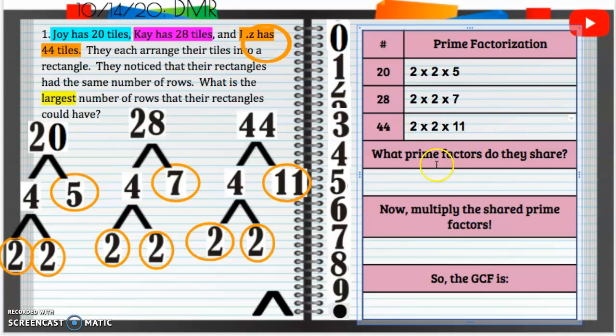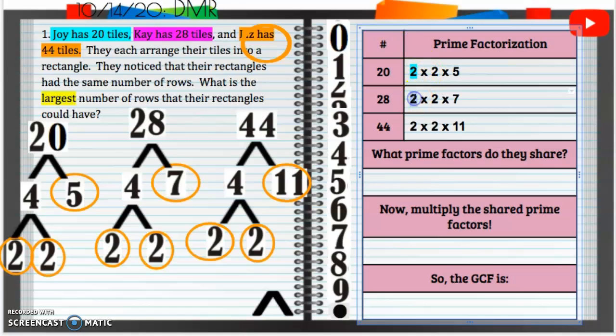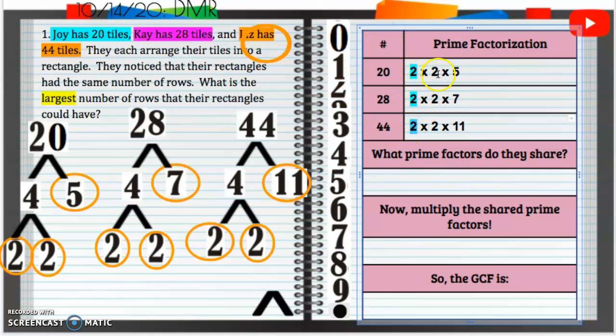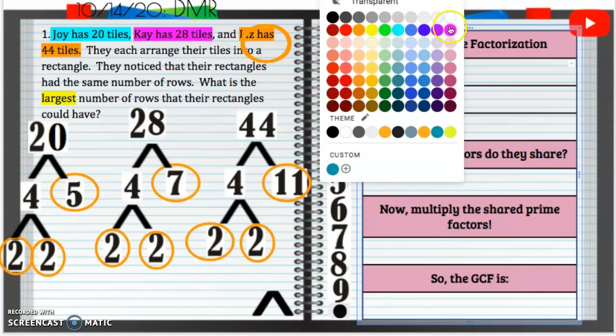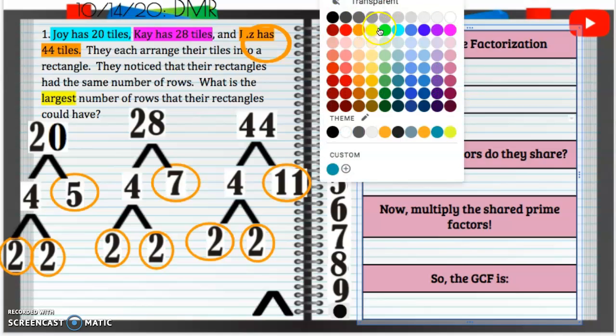All right, now we're done with our factor trees. Let's take a look. What prime factors do they share? All of them have to share the same thing. Do all of them share a 2? Yes, they do. I'm going to highlight that 2. Remember, we're going to match those 2s. What about another 2? Do they have another 2 in common? Yes, they do. Let's do green. They have another 2 in common, and I'm going to highlight those.